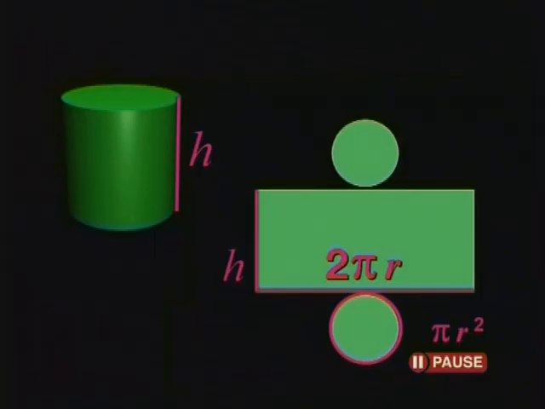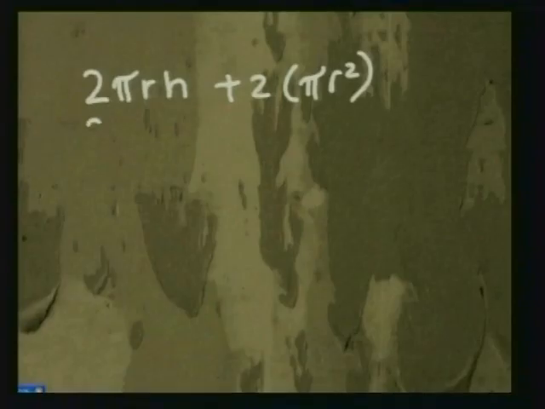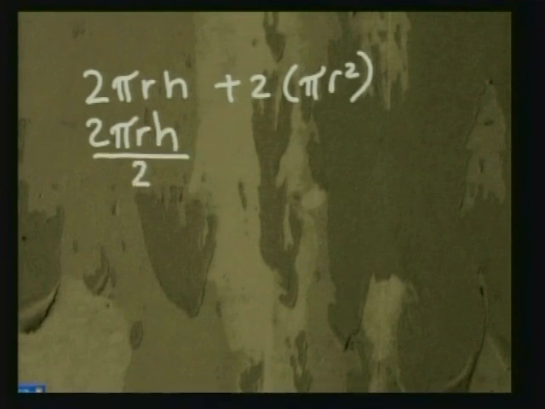How will this surface area change if we halve the height of the cylinder? Can you see the two circles have not changed in area? Only the height has changed, and this changes the area of the rectangular part of the net. We will get half of this number.